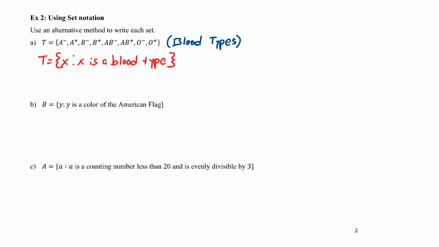So if we want to write this in a different way, we're still going to have the same set. But this time, rather than stating the condition, we can just list all of the colors that meet this criteria. So we would have our set, and then we would just list out the colors of the American flag. So that would be red, white, and blue.